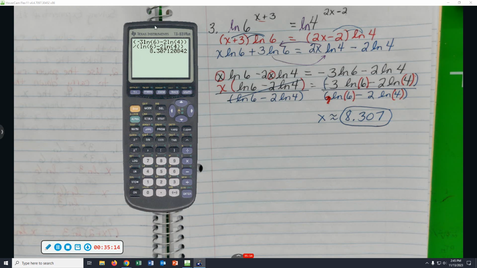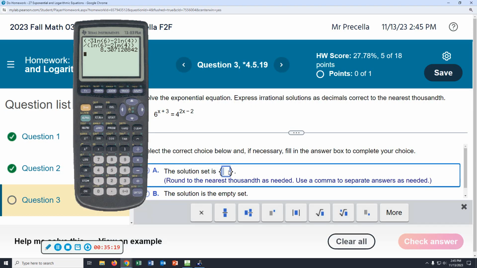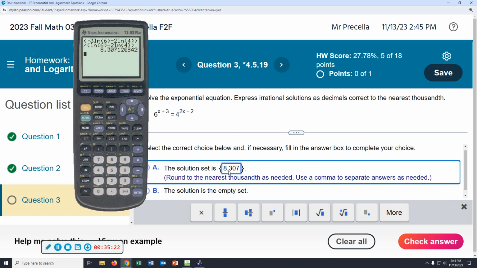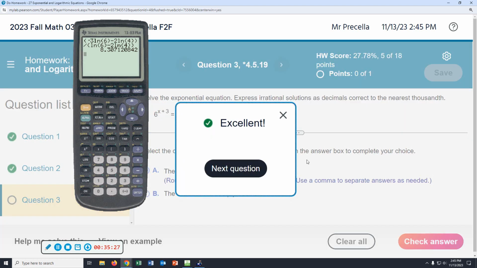Oh, let me punch that in. Any questions? 8.307. On your calculator, does it open parentheses or does it have a little box there that you type in when you hit LN? Are there parentheses or is it a little flashing box? So when you type LN, it just shows LN. And so you say 6.